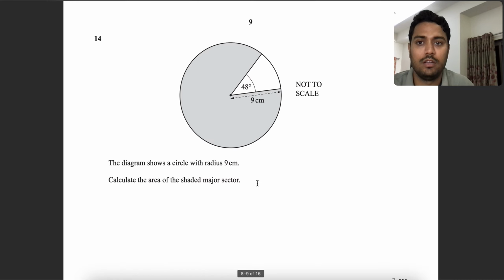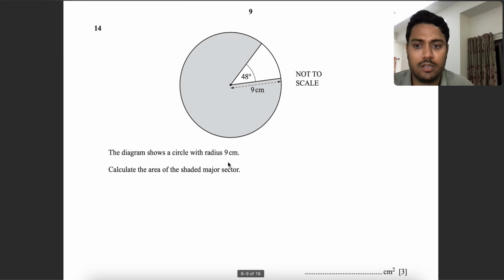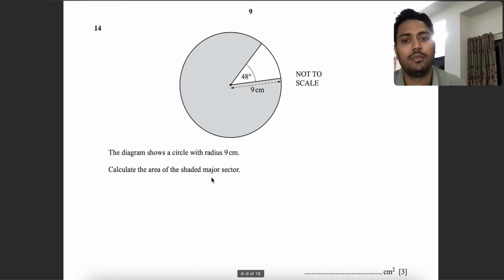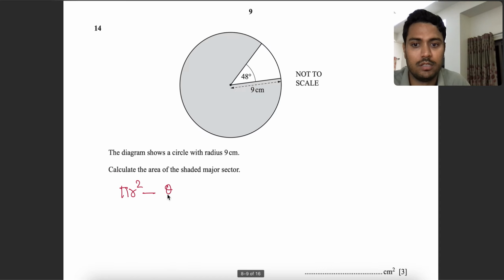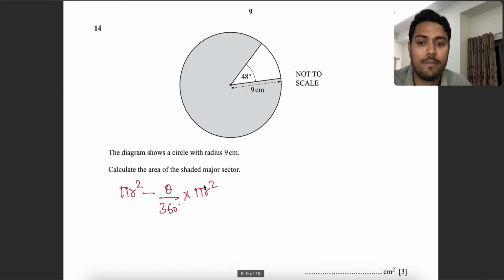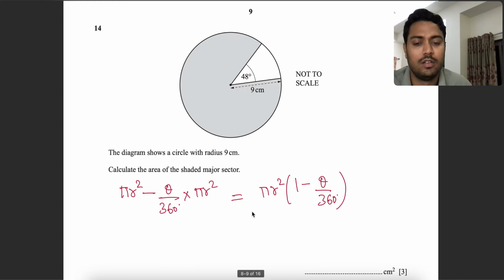Question number 14. It says the diagram shows a circle with radius r. Calculate the area of the shaded major sector. Area of the shaded major sector will be the whole area of circle, that is pi r square, minus the area of the sector that is given to us, that is theta by 360 multiplied by pi r square. R is common, so we can also simplify this formula as pi r square times (1 minus theta by 360 degrees). So let's do this. Pi r square is pi 9 square times (1 minus 48 divided by 360).